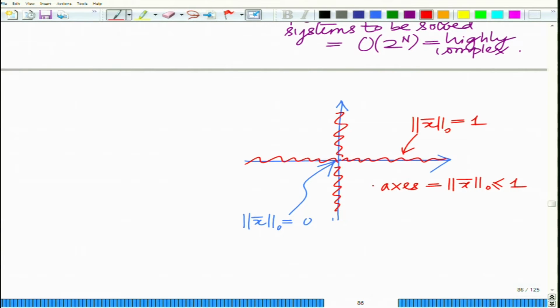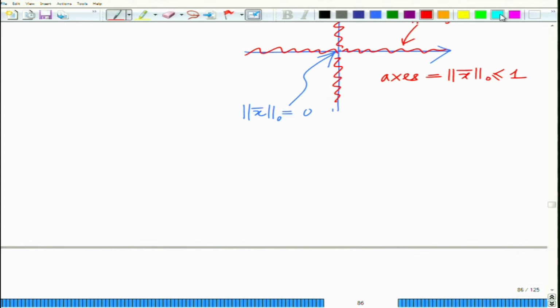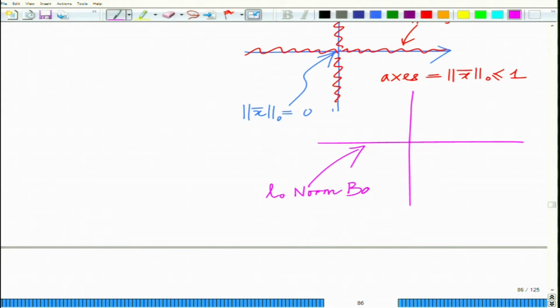So, this is literally the L0 norm ball, which is basically highly non-convex, and that is the problem in solving this optimization problem.